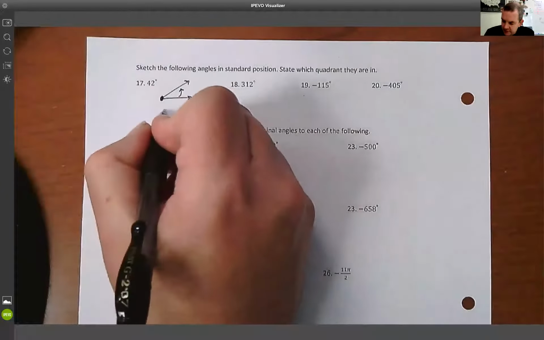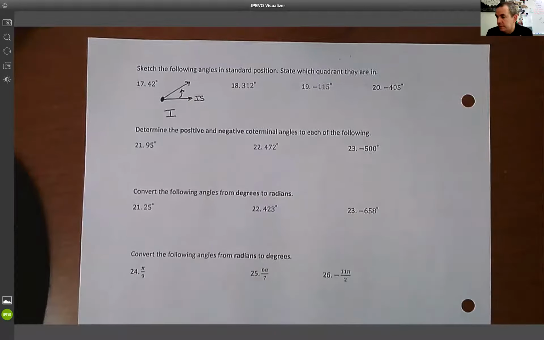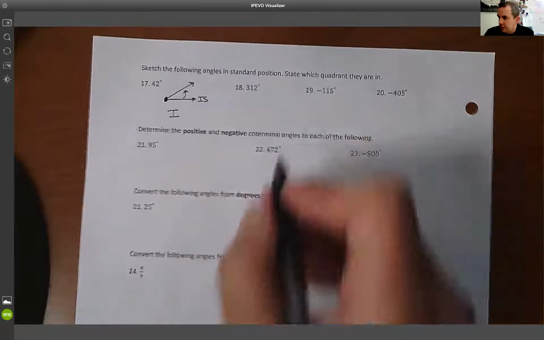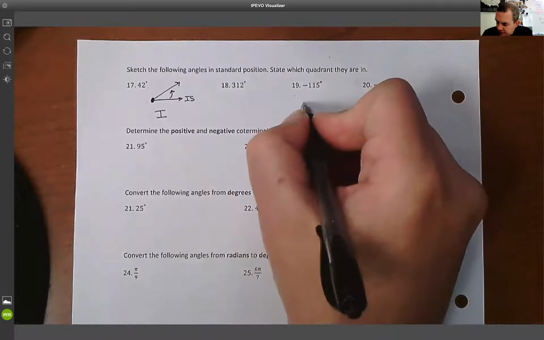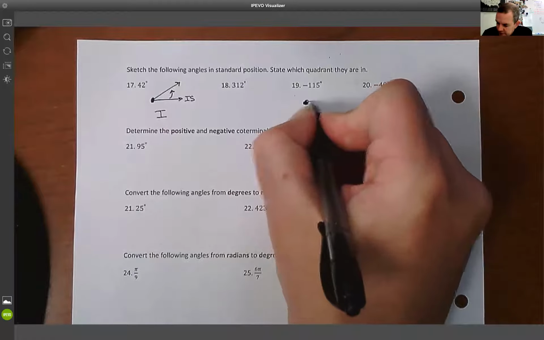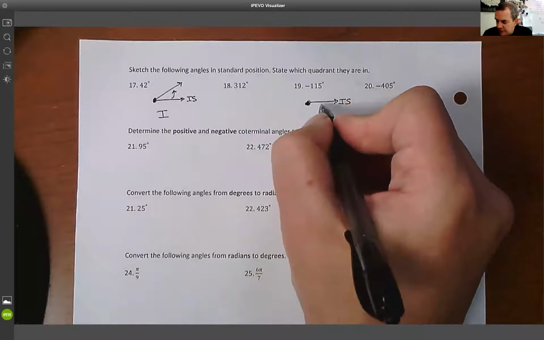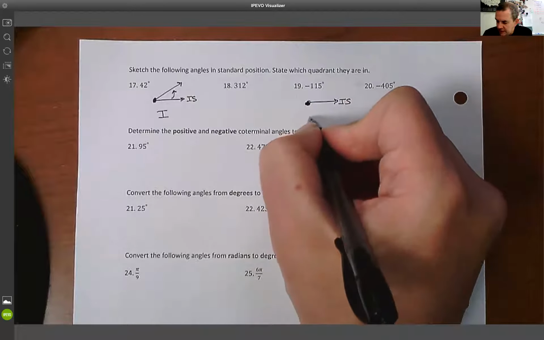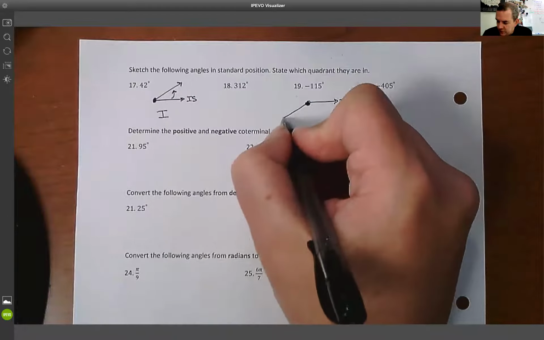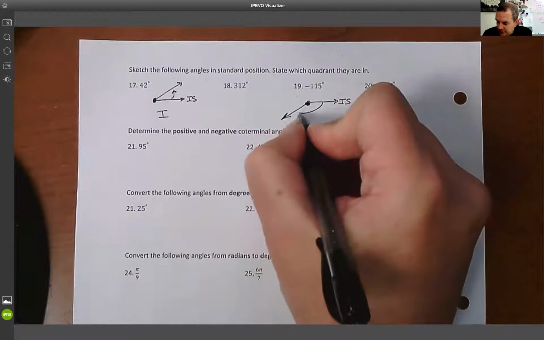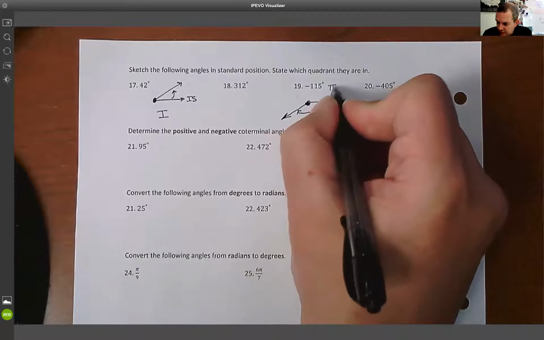Which quadrant is it in? It's in quadrant 1. Again, here's my initial side. There's my initial side. My terminal side is going to be 115. So what it is, it's 90, and then it's into quadrant 3. And I make that arrow going backwards, and this guy's in quadrant 3.